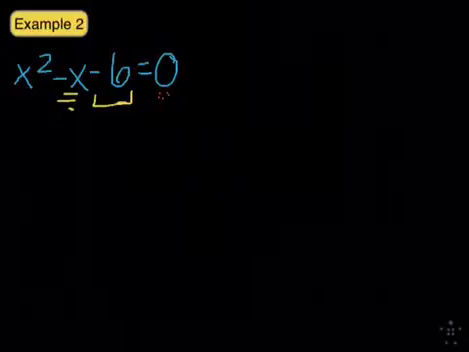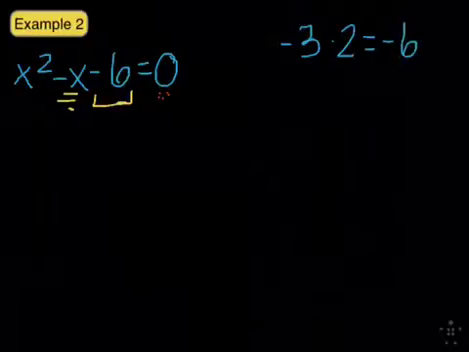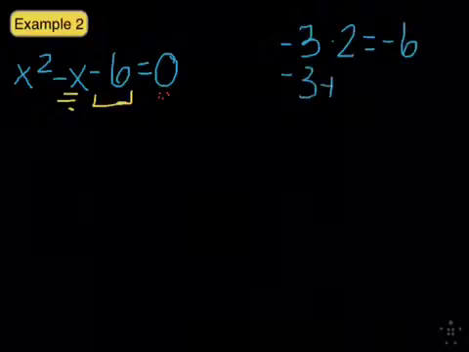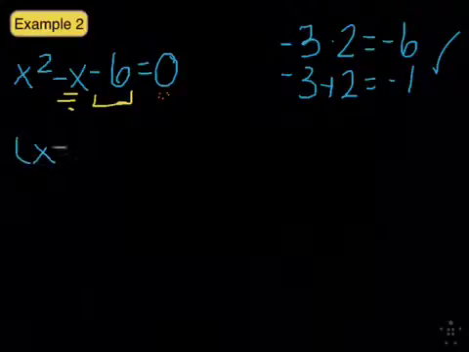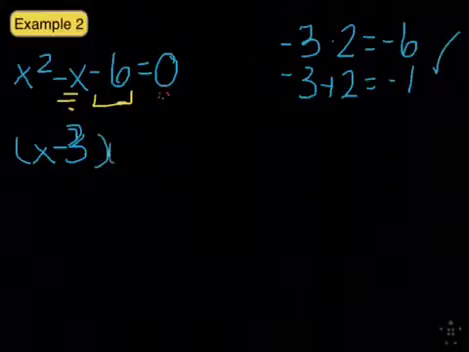So let's think. Numbers that multiply to negative 6 that'll give us a negative 1. Well, negative 3 times 2 is negative 6. Negative 3 plus 2 is negative 1. So that's what works. So we're going to factor. So I'm going to have x minus 3, x plus 2 equals 0.